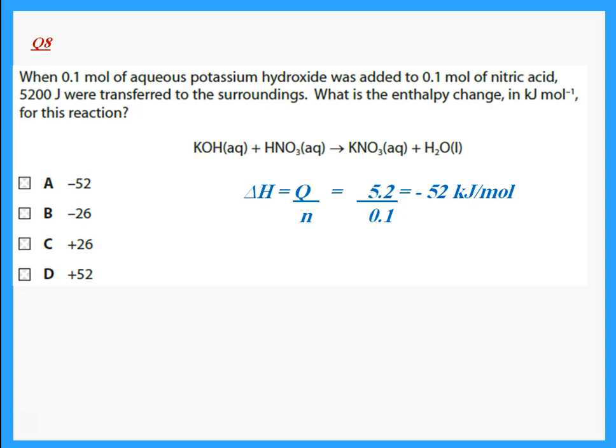And he's saying, how do I know that this is a minus or a plus? He's saying this is energy transferred to the surroundings. Remember, if he says in the question that this amount of energy was transferred to the surroundings, that means it was energy given out. That means the reaction is exothermic, and that means the delta H should be a minus, not a plus.